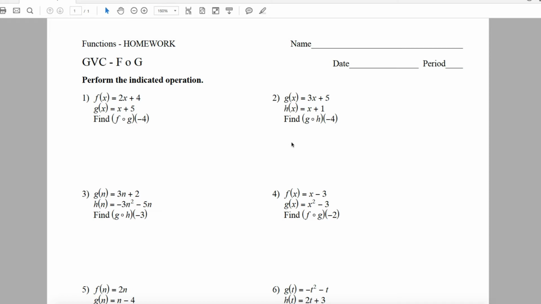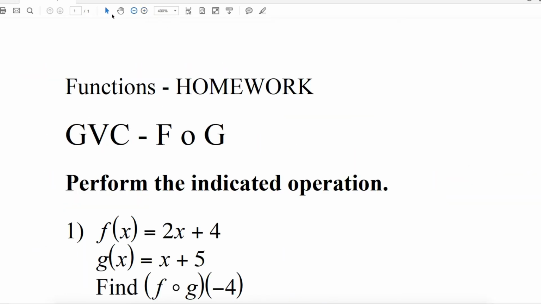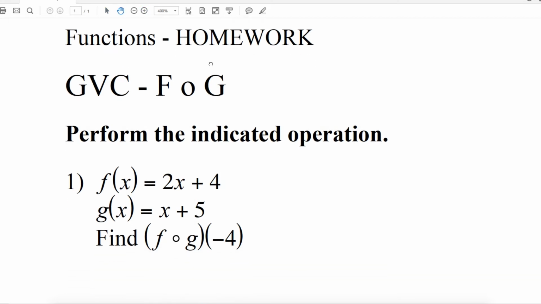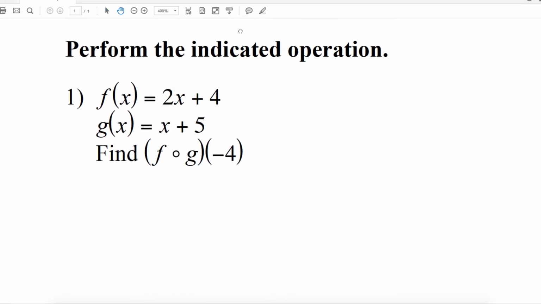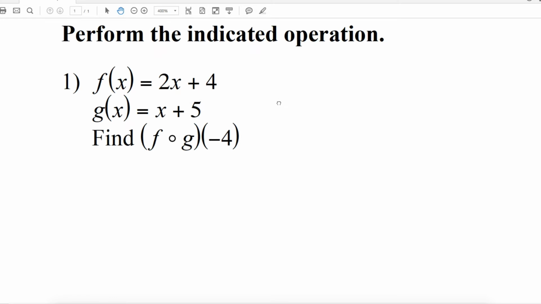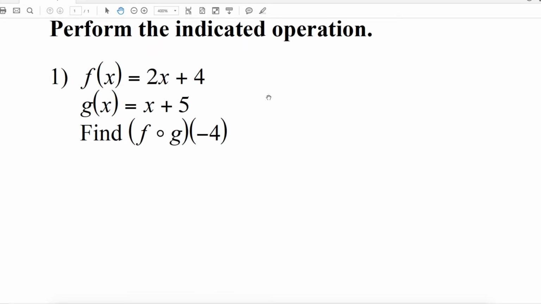All right, let's go ahead and go over this GVC FOG homework. This is composite functions, where you do a function of a function. So I want to just start at number 1. Now this is just one version, and the different versions will change based on which paper you picked up. The numbers might be different, but it will do the same thing.